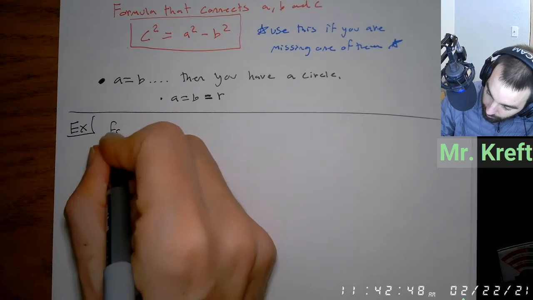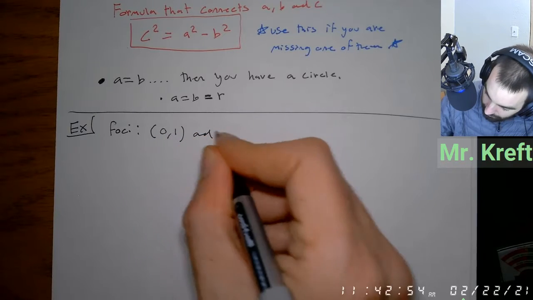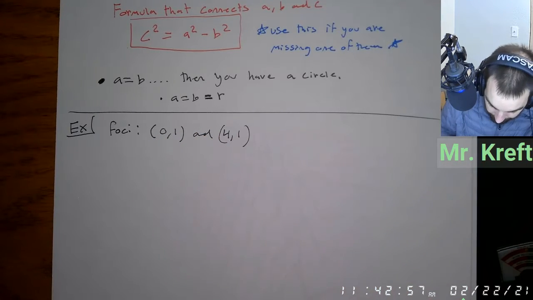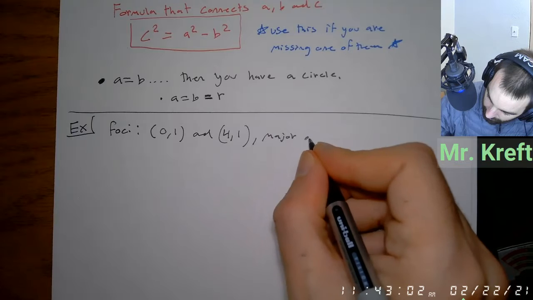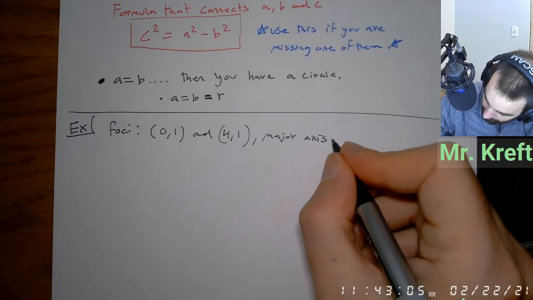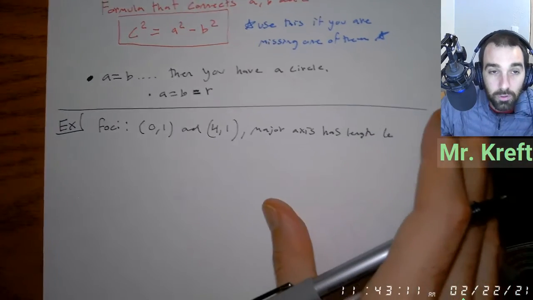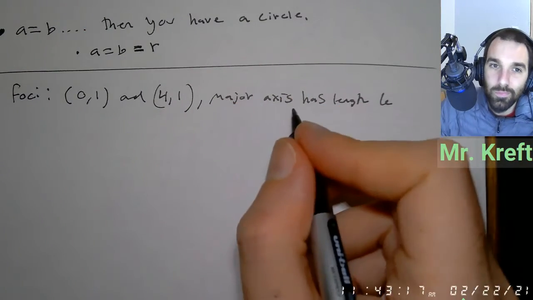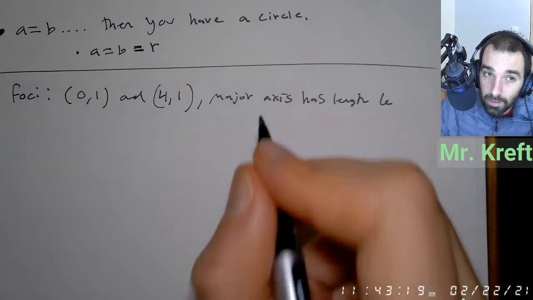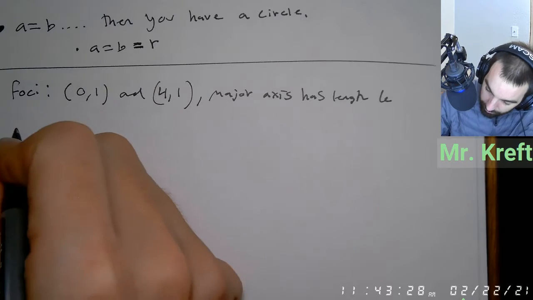Let's say you have foci of (0, 1) and (4, 1), and the major axis has length of 6. Now, if we were talking about planets, we'd be talking about parsecs or light years, probably. Or you can talk about AUs. Okay. So what we're going to do now is write the equation.